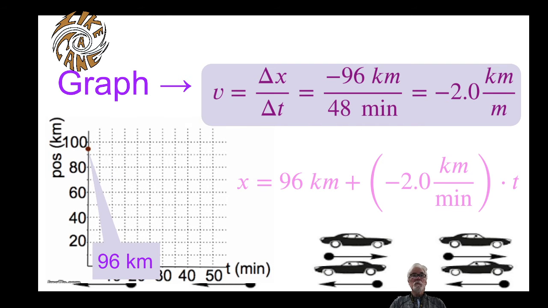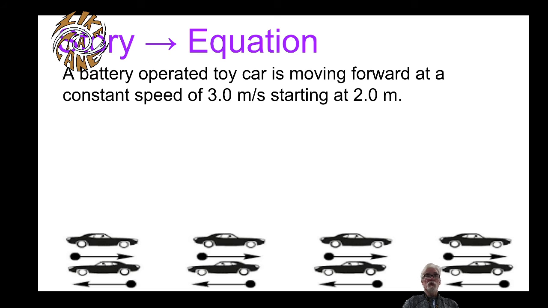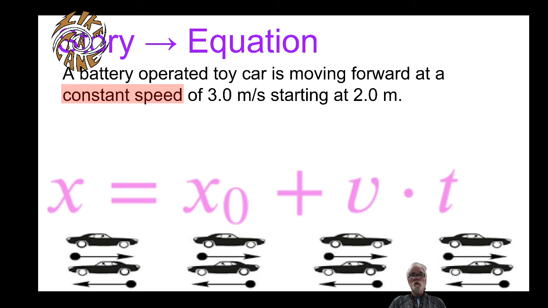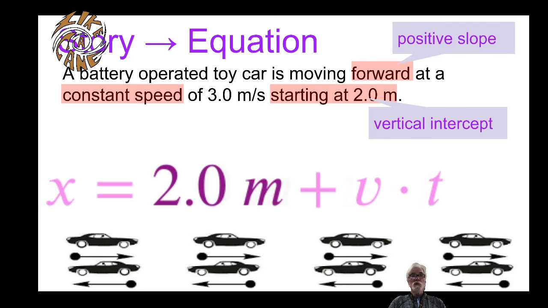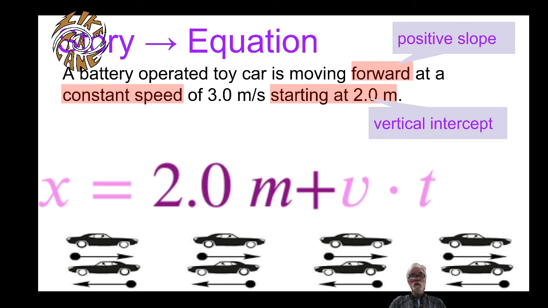times time. We don't need to build a graphical model before we build an algebraic model. If we have a description, we can often get the information we need straight from there. If we know the object is moving at a constant speed, for example, we know that we can use the form position is starting position plus velocity times time. If we have information about where the object is at the start of the motion, well, that's our x0, or beginning position value. In this case, 2 meters.